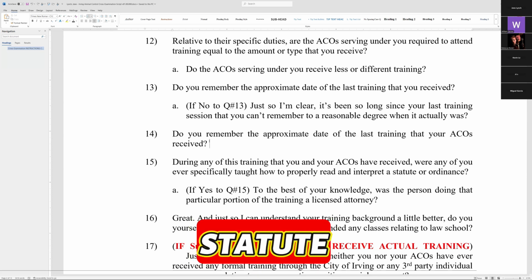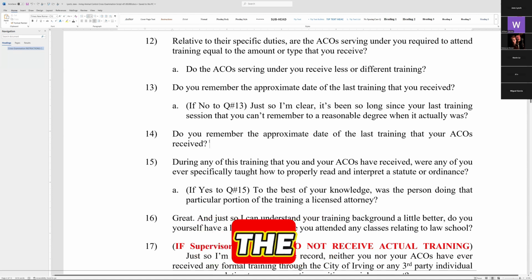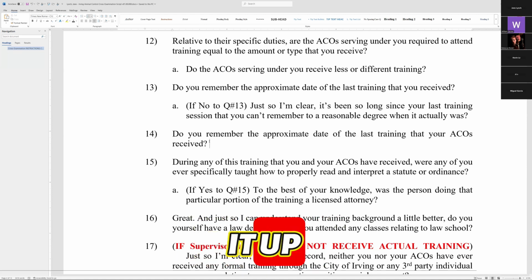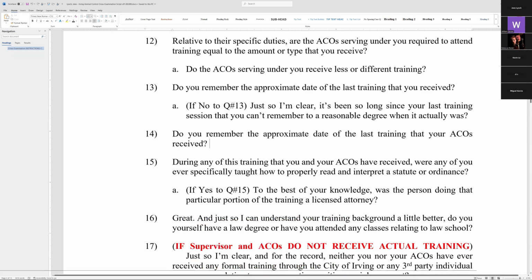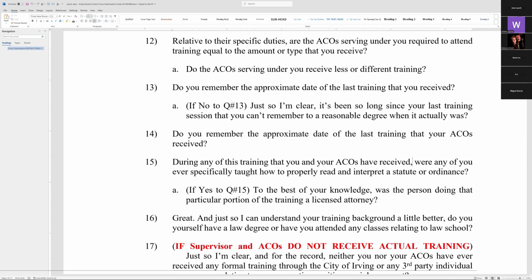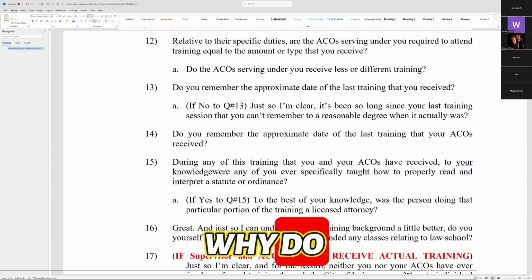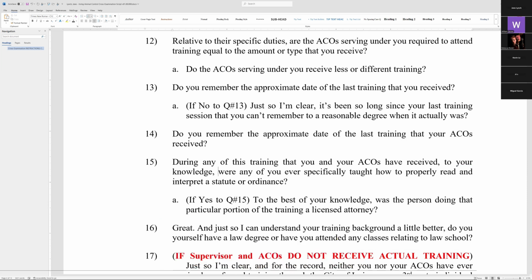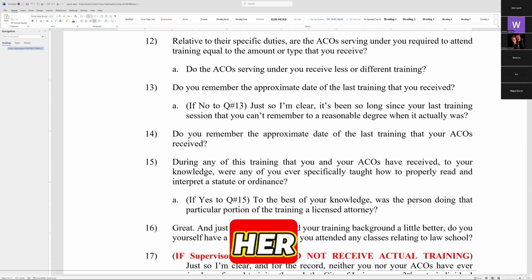You need to read that statute again carefully and make sure you understand whether it's all of them or just the field officers. I was trying to pull it up. Let me see here. During any of this training that you and your ACOs have received, and I guess to your knowledge, and why do we have to ask to your knowledge? She can only answer about her knowledge.